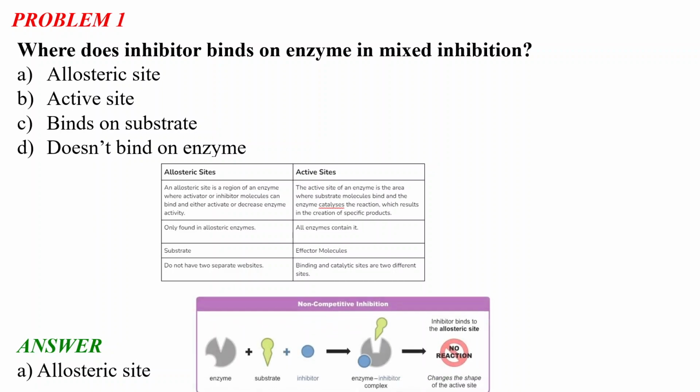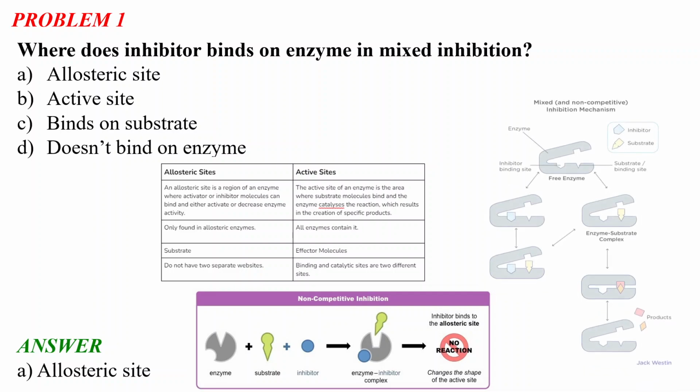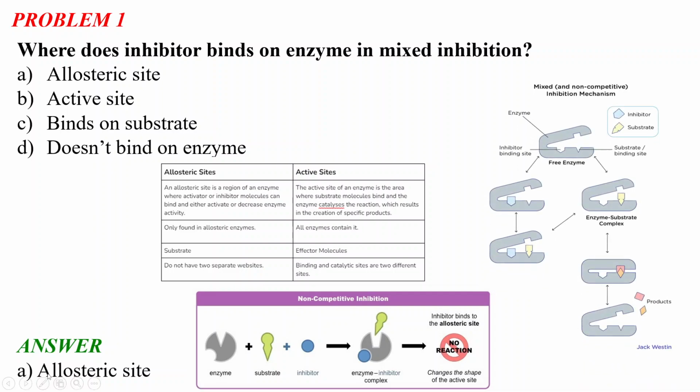So, what happens in case of mixed inhibition or non-competitive inhibition? There is an enzyme, as you can see. I will just use a pointer. There is an enzyme molecule, and this is the substrate molecule. This V shape is the active site of the enzyme, and this roundish semicircular shape is the allosteric site, and this is your inhibitor molecule.